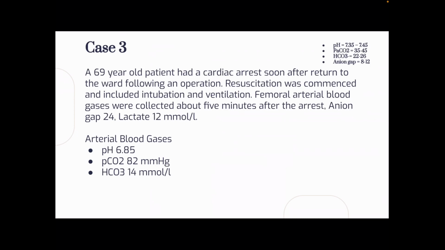Okay, pH is really low. pH is 6.85. So I already know this is acidosis. Bicarbonate is 82. This is high.